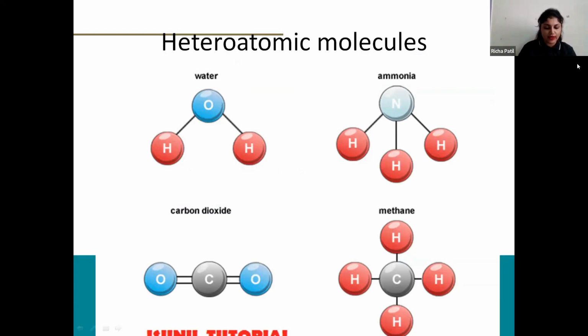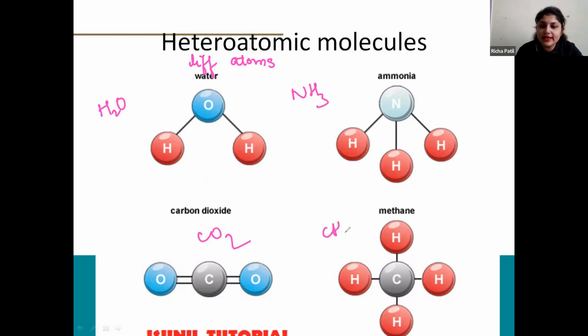Then next is heteroatomic molecules. What do you mean by heteroatomic molecules? Hetero means different, formed between different atoms. For example, here carbon dioxide, water, ammonia, methane. Water is H2O, ammonia is NH3, carbon dioxide is CO2, methane is CH4.